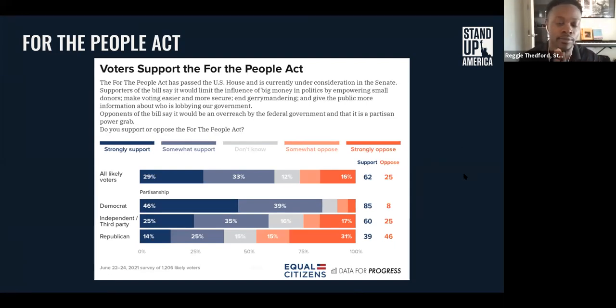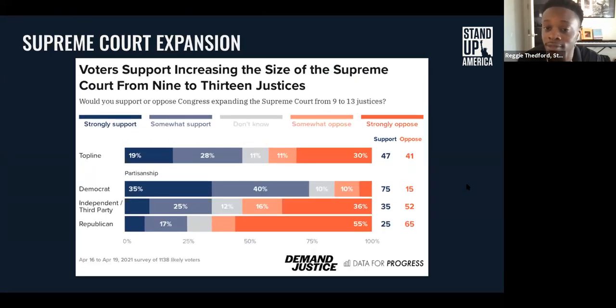So the For the People Act here, if we look at the support amongst all likely voters across the political spectrum, you see that the support is 62 as opposed to a 25 opposition rate. And obviously, you have more Democratic support than Republican, but overall, across the political spectrum, the For the People Act is very supported by Republicans and Democrats. And again, these are the voters. These are not folks within the Senate.